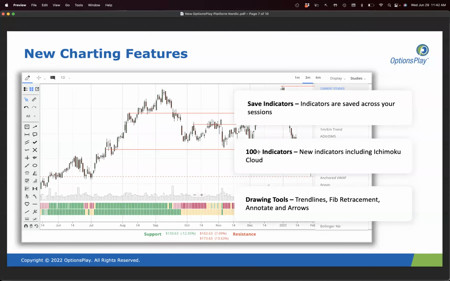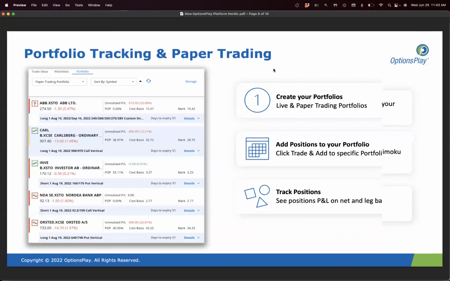Like I said, there are 100+ new indicators in the new platform, including Ichimoku Cloud, for those of you that like to use that tool or that indicator. And you can now draw things like trend lines or fib retracements. You can annotate, you can add arrows. All of that now is available, including full screen charting.